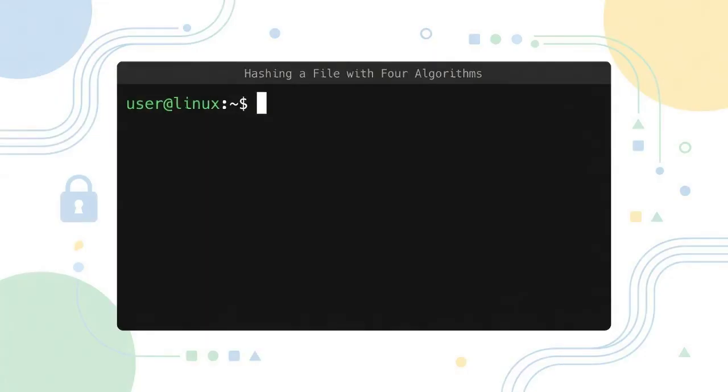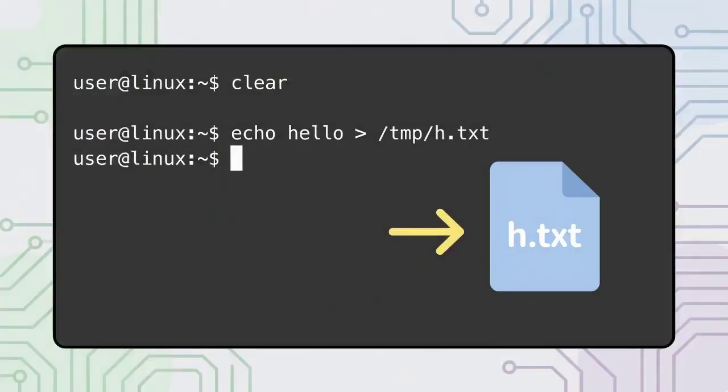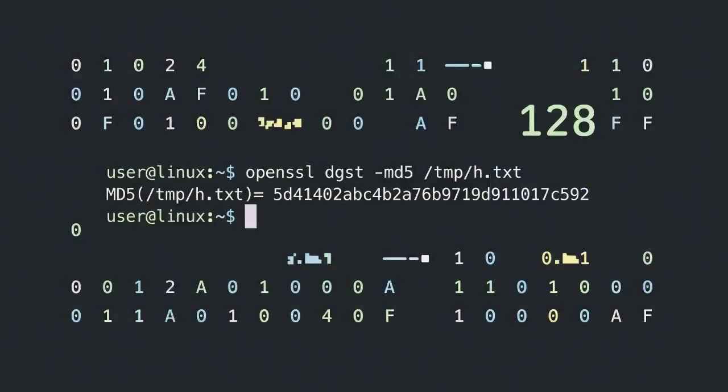Cryptographic hashing converts any input into a fixed-length string called a digest, and identical inputs always produce identical digests. In this demonstration, we'll create a small file and hash it with 4 algorithms using openssl to compare digest lengths side by side. We begin by clearing the screen to start fresh, then write the string, hello, into a temporary file at /tmp/h.txt.